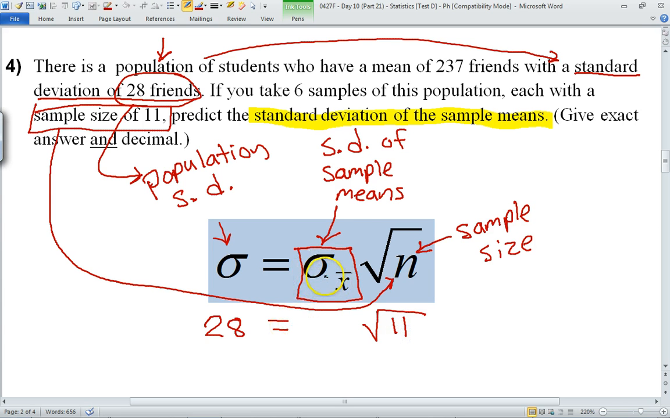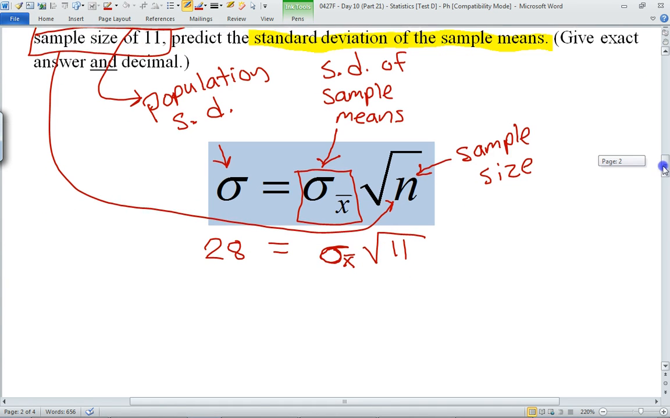So the only thing I don't know is the standard deviation of the sample means. Okay, so I can just go ahead and solve for that now. Standard deviation of the sample means. And that's what we're supposed to find. Predict the standard deviation of the sample means. We're supposed to find this guy. So, now I can focus on that. How can I get this by itself? Well, I'm going to need to divide both sides by the square root of 11. So let's do that. Square root of 11, square root of 11. That way these will cancel each other out.